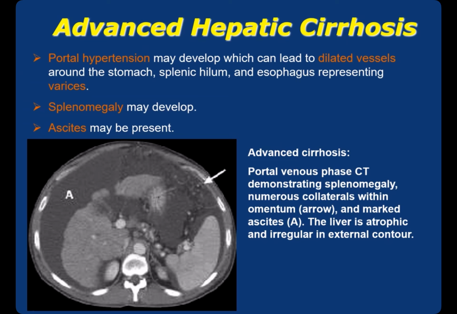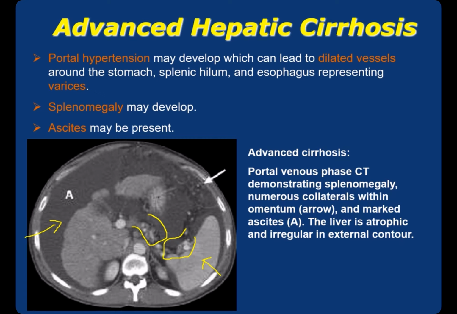Portal hypertension may develop, which can lead to dilated vessels around the stomach. Here are the dilated vessels around the stomach, and also around the splenic hilum, and also the esophagus, representing varices, and splenomegaly may also develop, and ascites may be present. This CT image is a portovenous phase CT, and is a typical example of advanced hepatic cirrhosis.